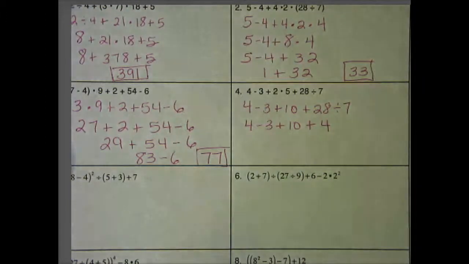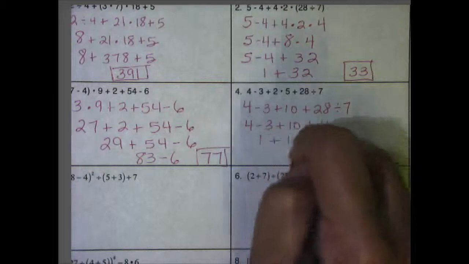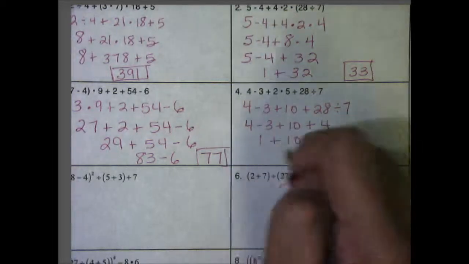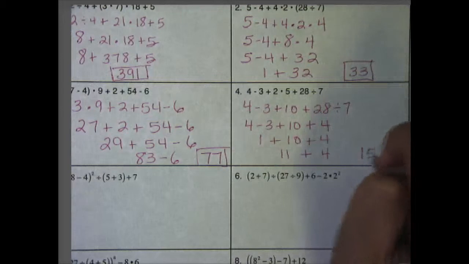And then left to right on the addition or subtraction. 4 minus 3 is 1. 1 plus 10 is 11. 11 plus 4 is 15.